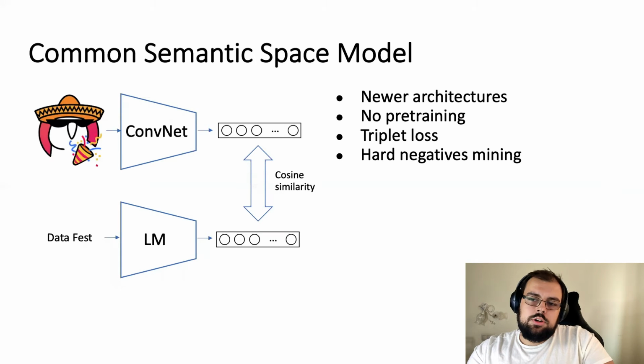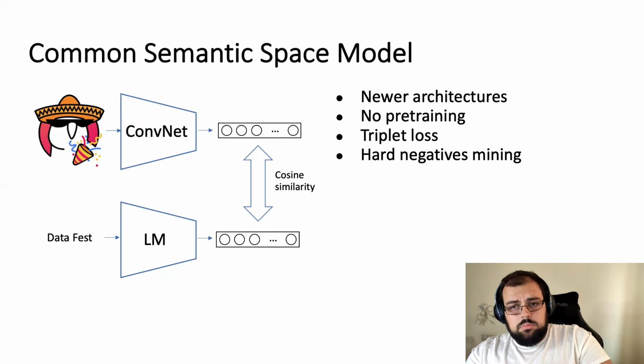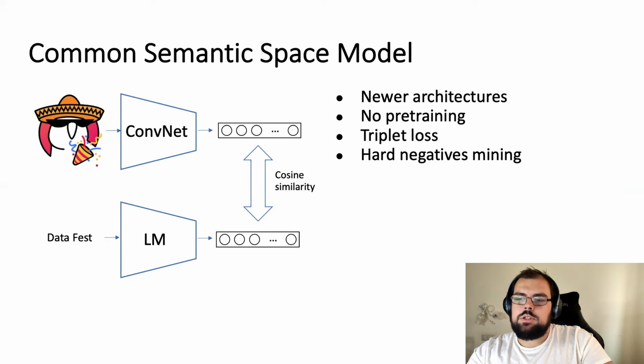Over the years, a lot has changed, but the main concept still stays the same. We have two neural networks, one convolutional neural network for images that outputs a vector, and a language model that outputs a vector in the same latent space. And by taking cosine similarity between them, we can find out how close semantically those images and text are.